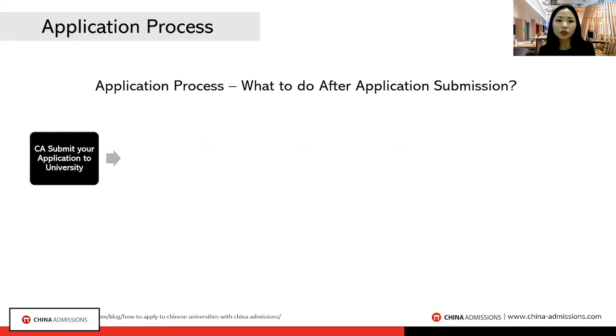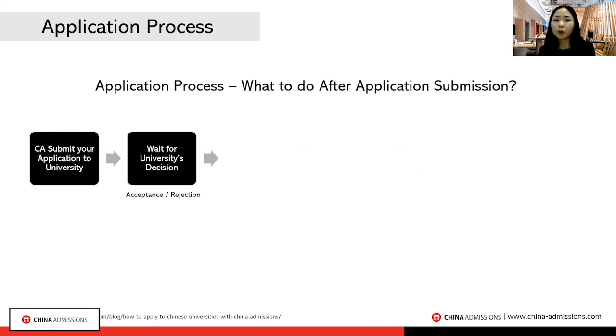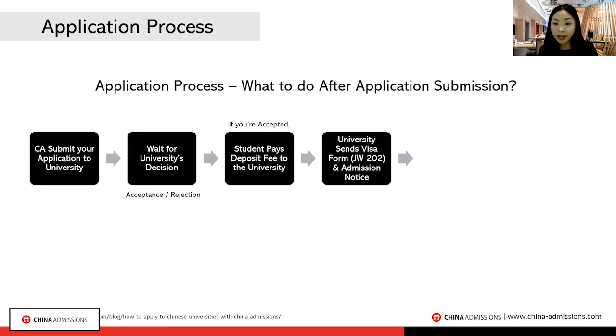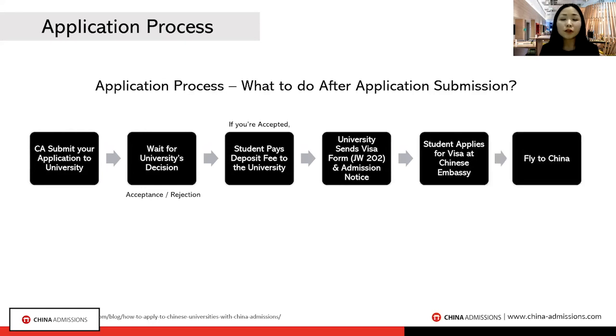So after your application is successfully submitted to our platform, we at China Admissions will submit your application to the university, and then we will wait for university's decision. So your application will be either rejected or accepted, depends on their decision. And then after that, if you're accepted, students will pay the deposit fee to the university. And after that, the university will send you the visa form, the JW202 form, and also the admissions notice, so you can apply for the Chinese student visa at the Chinese embassy located in your home country, and then you can fly to China and start your journey in China.